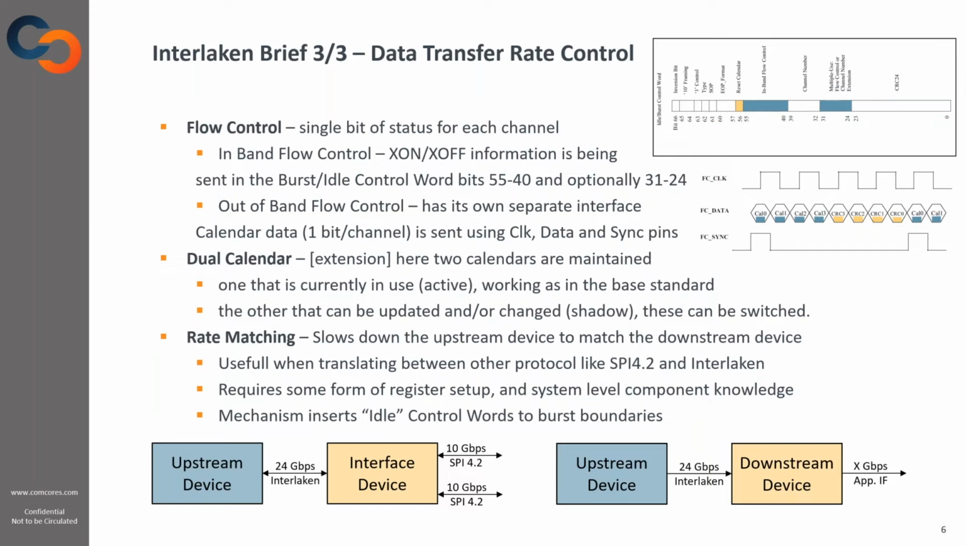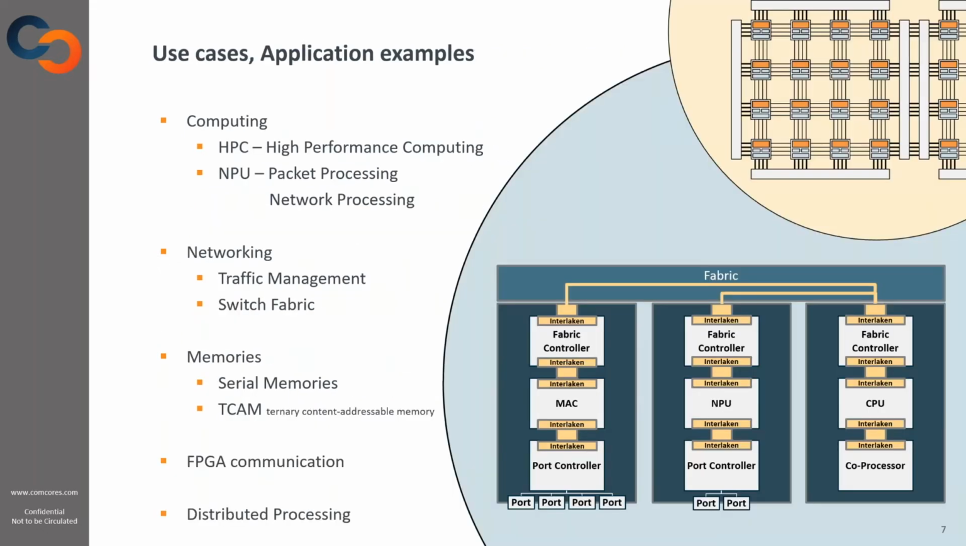And it would be the designer's role to know that you need to match these rates, if you don't want flow control to kick in, by setting up some registers, so you can instruct the upstream device to only use 20 of those 24 gigs of bandwidth, basically inserting some idle control words into these bursts. And another example is if you just have an application interface that is running slower, you can also limit the upstream device.